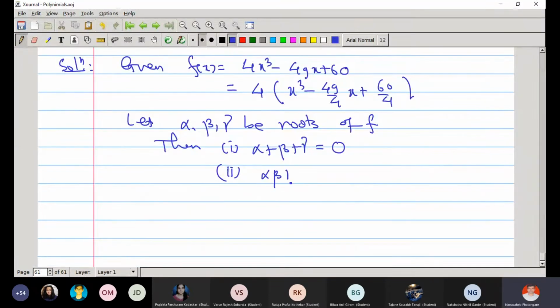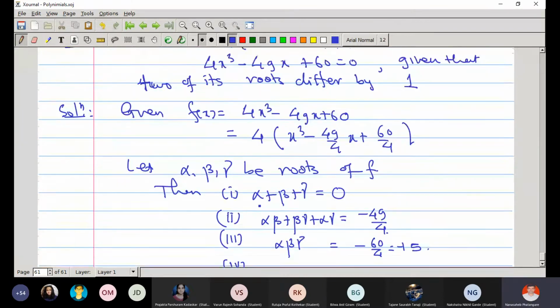Alpha beta plus beta gamma plus alpha gamma is the coefficient of x, minus 49 by 4. The product of roots is minus the constant term, 60 by 4. I can divide by 4, right? So what is it? Minus 15. Minus 15, right? And the fourth condition, what is the given condition?